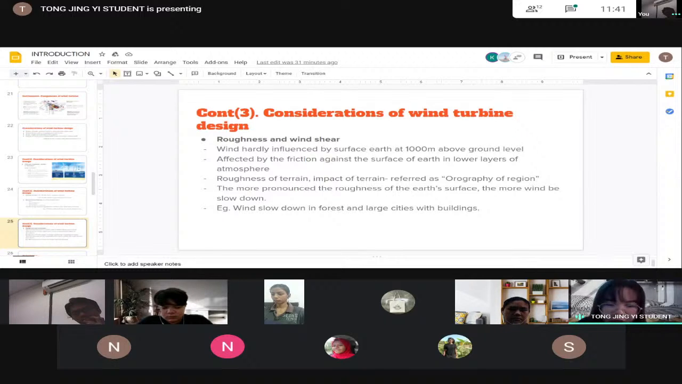So for example, clearly and simply, when we are in a forest or a large city with buildings, the wind obviously will slow down.